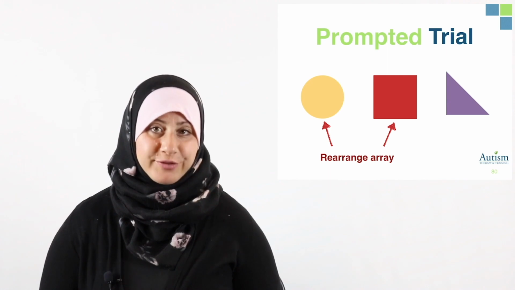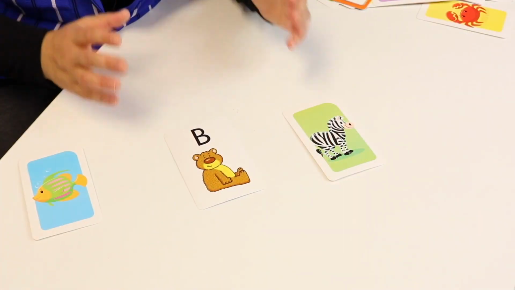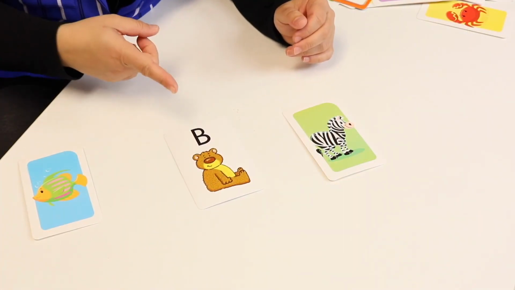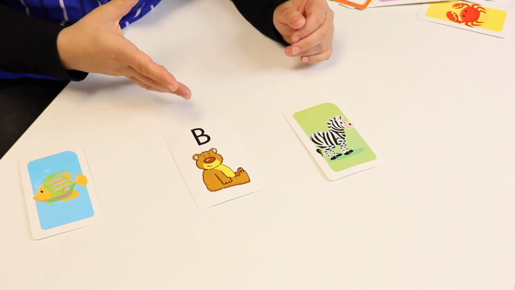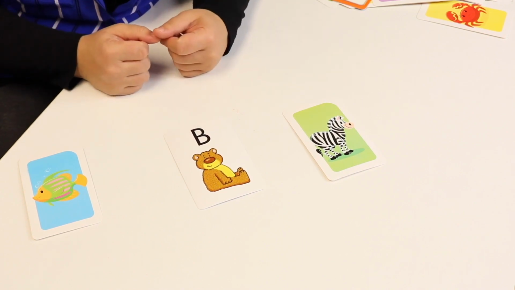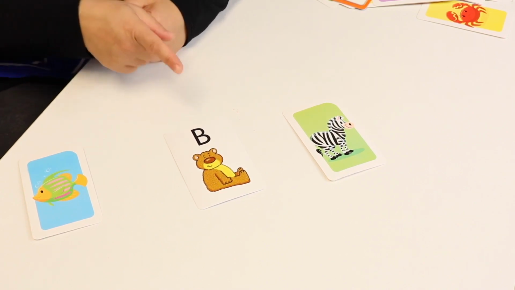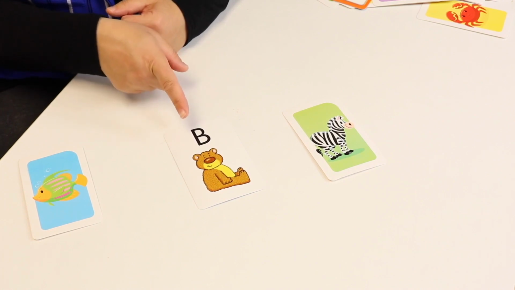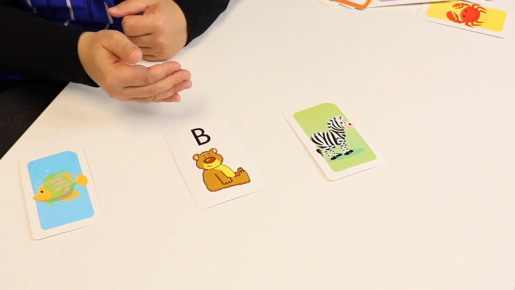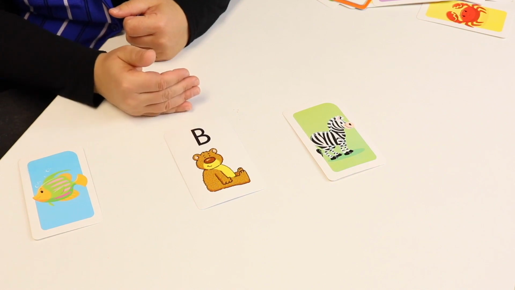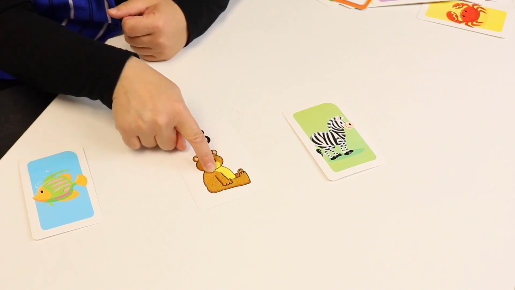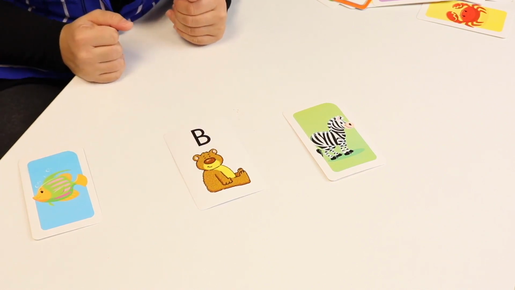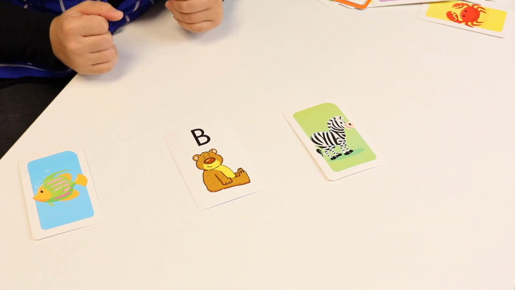Let me demonstrate this one for you. When you're doing a gestural prompt, you're going to point to the correct target for the learner to engage in that behavior. So for example, if I said, show me the bear, I'm pointing to it so that they can engage in that behavior. Now, once they touch bear, I want to do my transfer trial. So here, then I would say, touch the bear.